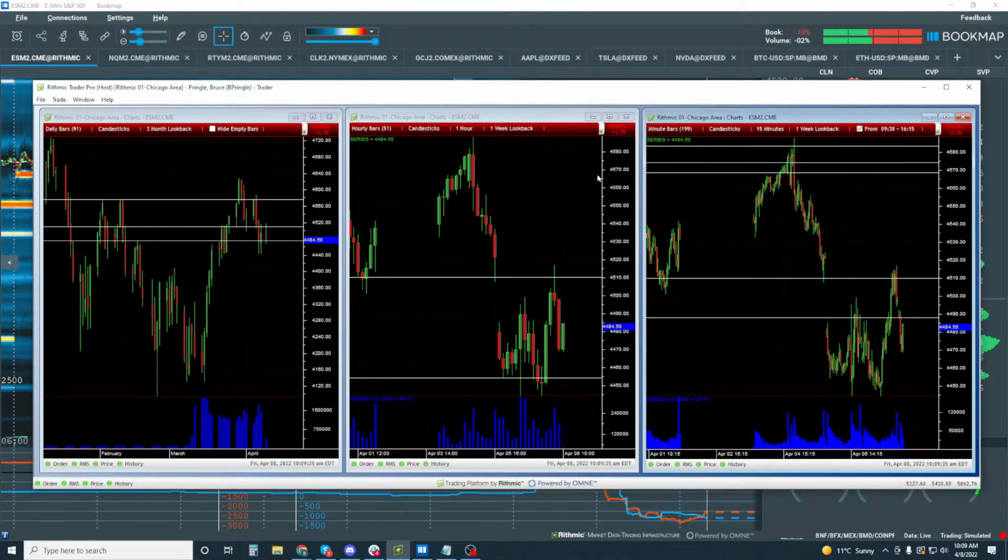All right, so let's take a look here now at the hourly. A lot of chop in these areas. We saw the gap fill, I think yesterday, and then here we are, right back down after the gap fill here.